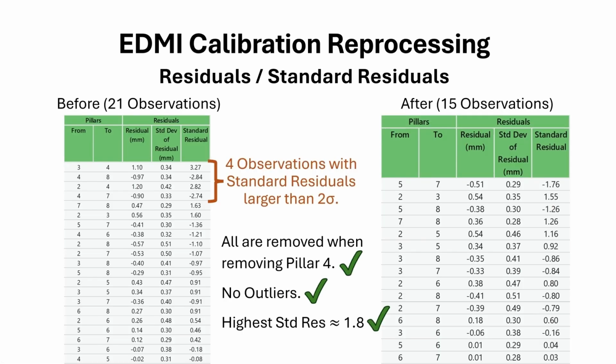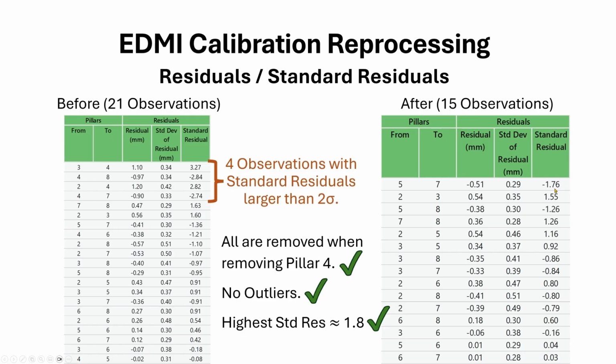Moving on, let's look at the residuals and the standard residuals. So with the before adjustment on the left, we see we've got 4 observations with a standard residual larger than 2 sigma. So remember, 2 sigma represents 95% confidence. So there's a 5% chance of something being larger than 2 sigma. I guess being reasonable would be the way to say it. So this, in 21 observations, to have 4 seems a little bit statistically unlikely. But anyway, once we remove those observations to pillar 4, and we come over here to our after, our largest standardized residual is about 1.8.